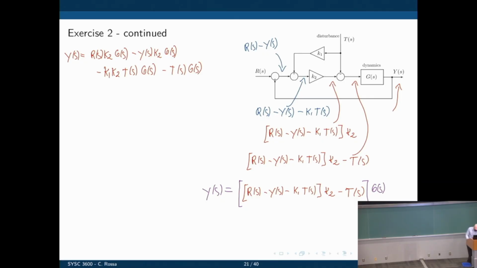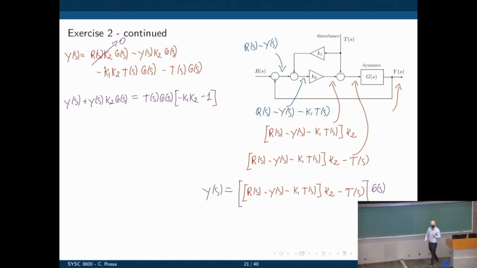Now, we want the system to go to 0, meaning that our desired input to the system is supposed to be 0. So this entire term that has R of S goes to 0, and we are left with all the other terms. So let's move Y of S to this side here. Y of S times G of S equals T of S times G of S, and this gives minus K1 K2 minus 1.